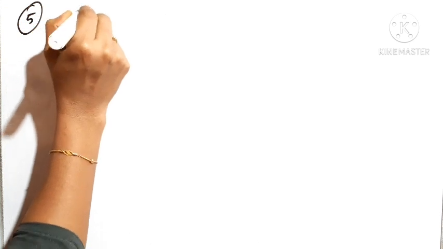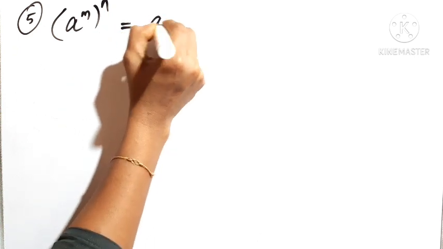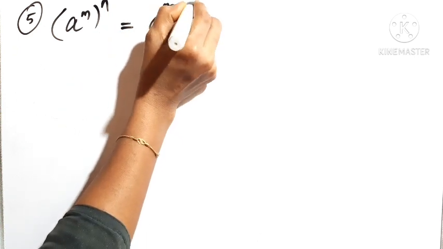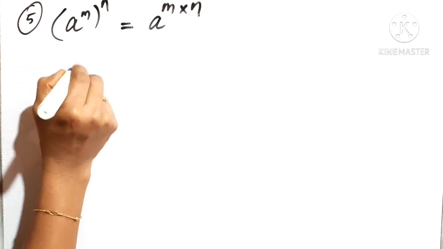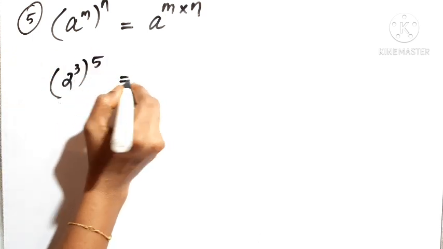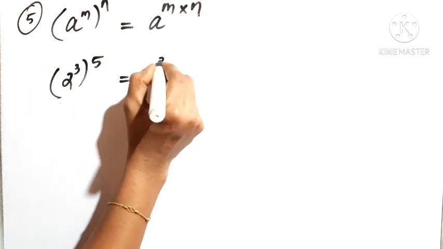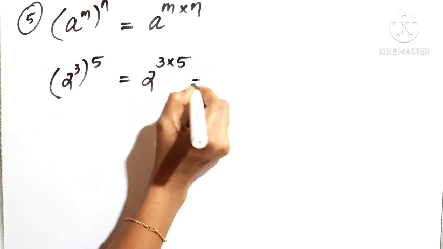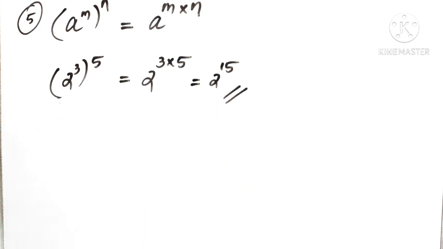Okay. Next one, fifth one, right? A raised to m all raised to n equals a raised to m into n. Children, for example, 2 raised to 3 all raised to 5. Can you find the answer? As here base 2, no? 2 raised to 3 into 5. Answer becomes 2 raised to 15. Okay. Is it clear, children?